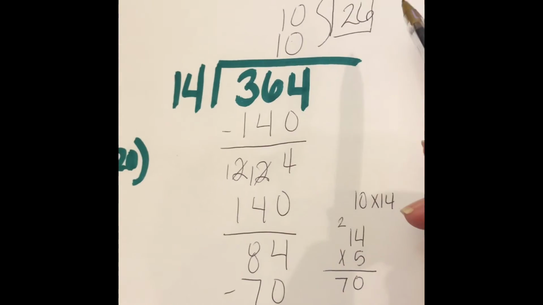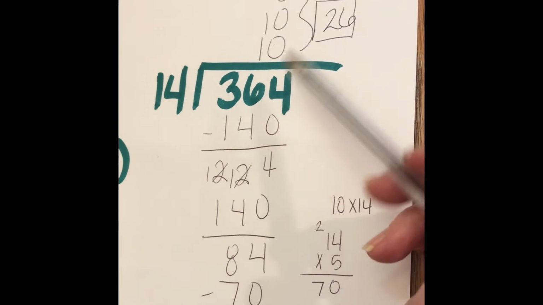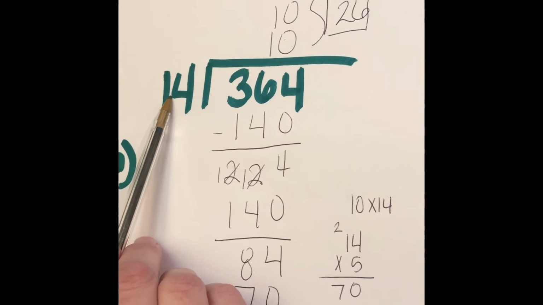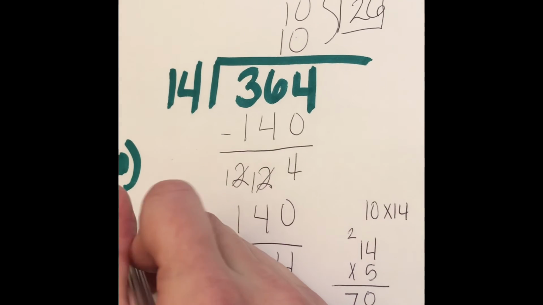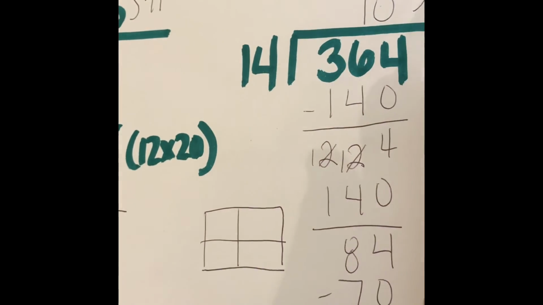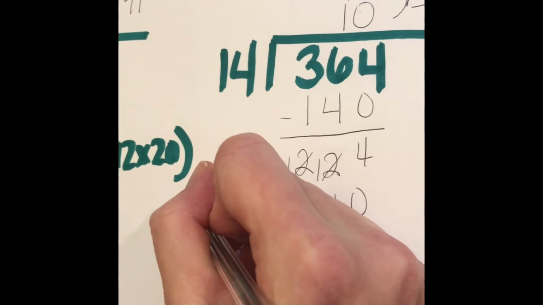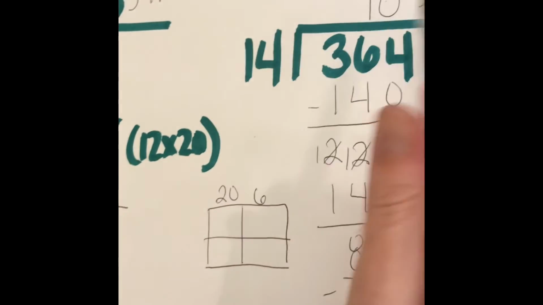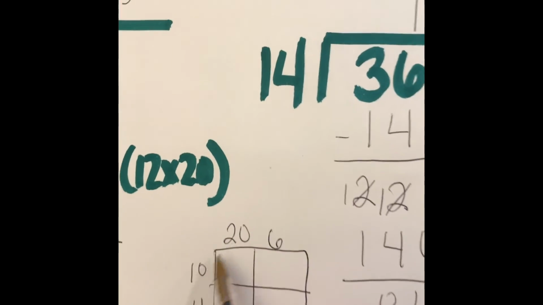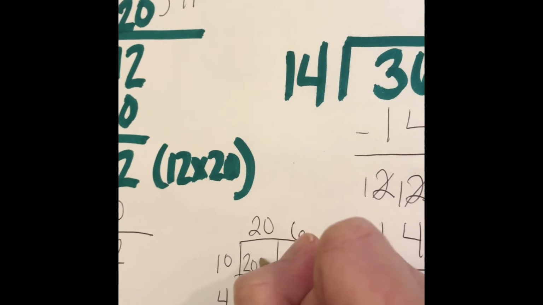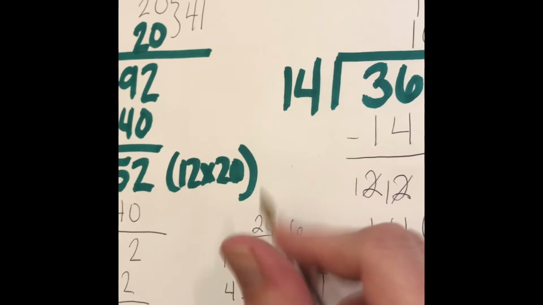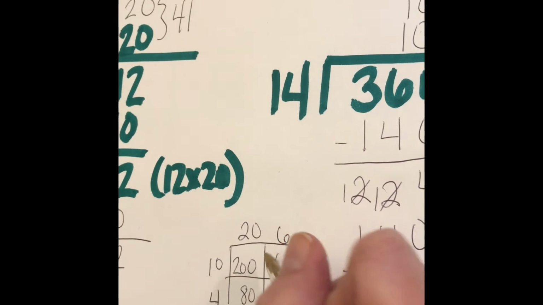And you can always check your division by multiplying. So I can take my answer 26 and multiply it by 14, the divisor, and I should get the dividend. So I'm going to try that to check to make sure that I've done this correctly. So if I take the 26 using the area model, I'll break it up into 20 and 6, and then I multiply it by the divisor, so 10 and 4. So 10 times 20 gives me 200. 10 times 6 gives me 60. And then 4 times 20 gives me 80. And then 4 times 6 is 24.